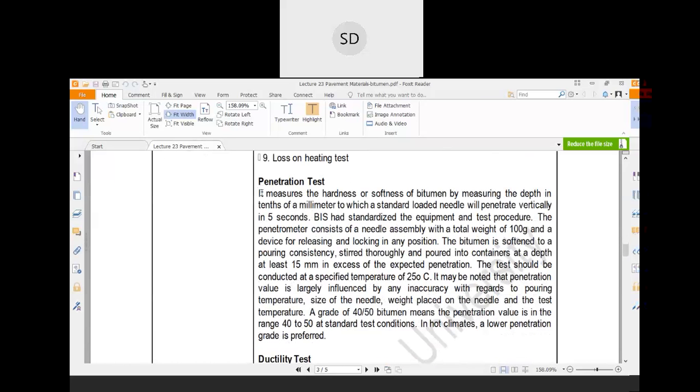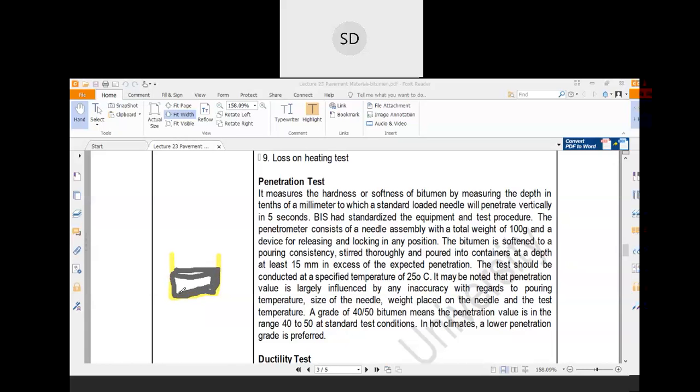So, what is penetration test? Penetration test measures the hardness or softness of the bitumen by measuring the depth in tenths of millimeter to which a standard loaded needle will penetrate vertically in 5 seconds. So what happens? There will be one mold, and in the mold you fill bitumen up to some layers.